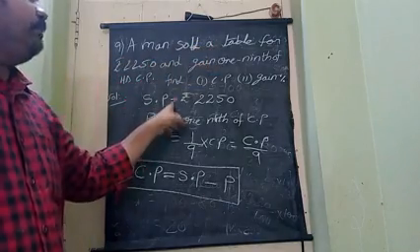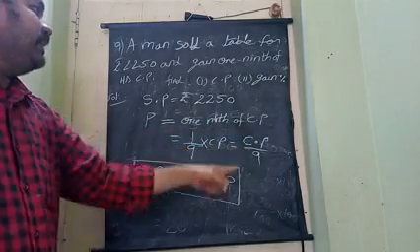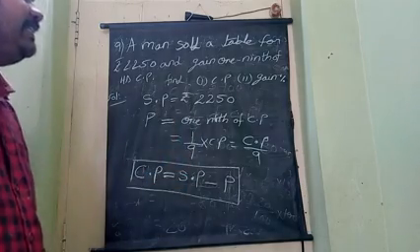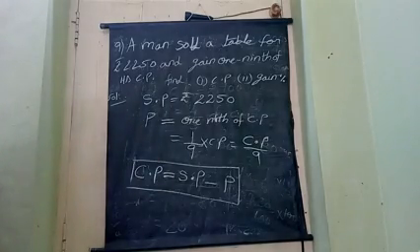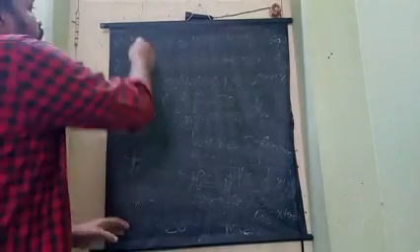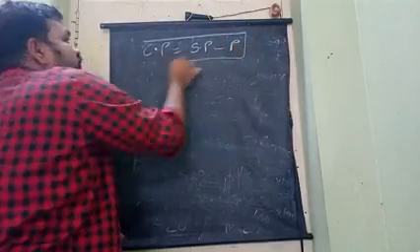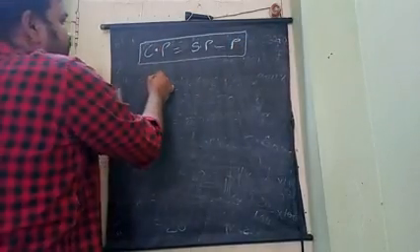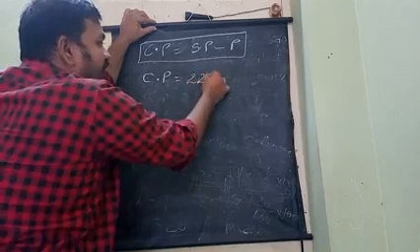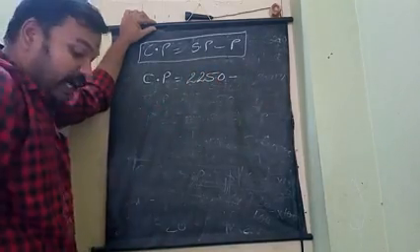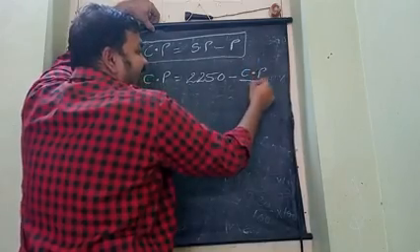A man sold. Selling price is 2250. Gain is 1/9 of CP. So 1/9 into CP, that is CP by 9. Substituting in the formula, according to our sum, we are using the formula CP is equal to SP minus P. What is cost price? It is not given, so I am taking the cost price as CP. SP is given 2250 minus profit, which is CP by 9.